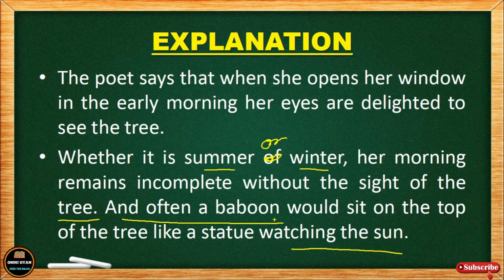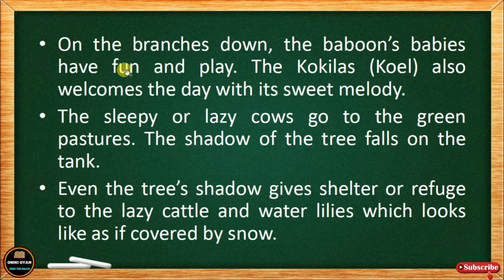That monkey keeps watching the sunshine, and not only the monkey, the monkey's babies also come. So on the branches down, because the small babies of the monkey, the baboons' babies, cannot climb to such a height of the tree, they play on the lower branches actually. On the lower branches, the baboons' babies have fun and play. They keep on jumping, okay? They keep on jumping and playing, the kids, the babies of the baboon.